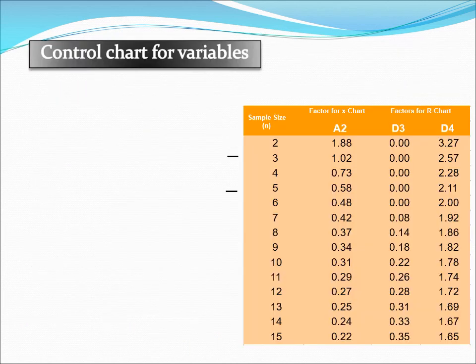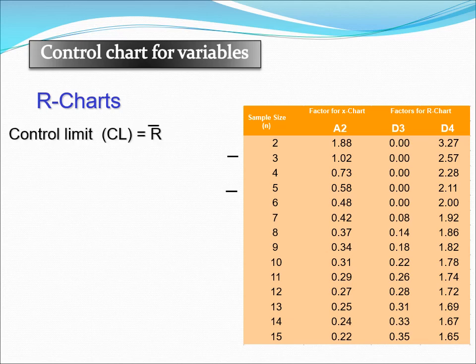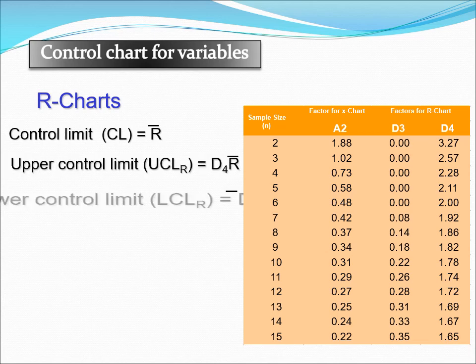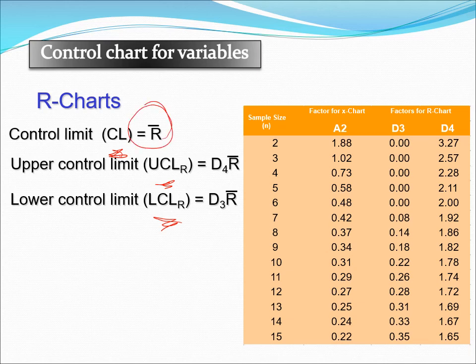We will take one example for a control chart for variables and another example for attributes. Our example for variables will be something called the R chart. R is an abbreviation for range. In every chart, we need to know how to calculate the CL, the upper control limit, and the lower control limit: CL, UCL, and LCL. The control limit is calculated by something called R bar.